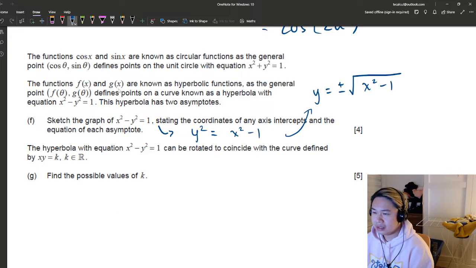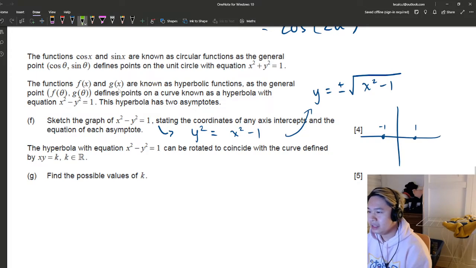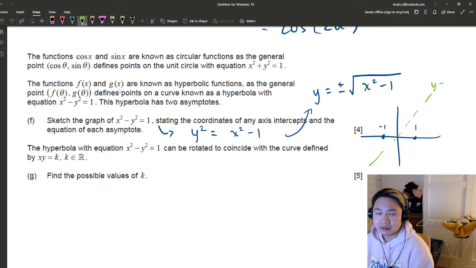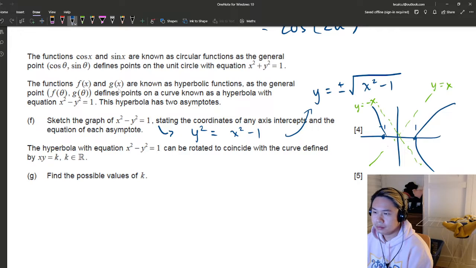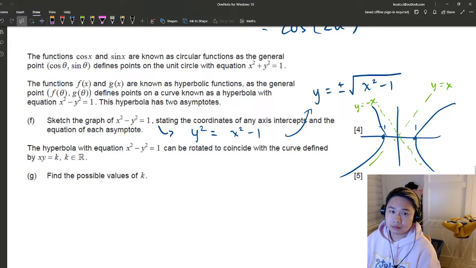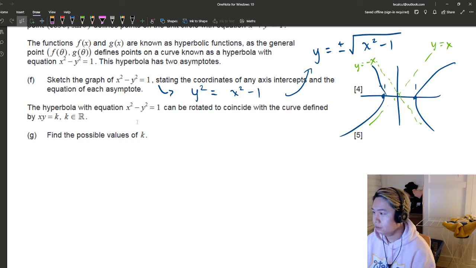Okay, so then sketch the intercepts at 1 and -1, and label any asymptotes. There's one right here at y equals x, and another one right here at y equals -x. And then your graph goes like this.